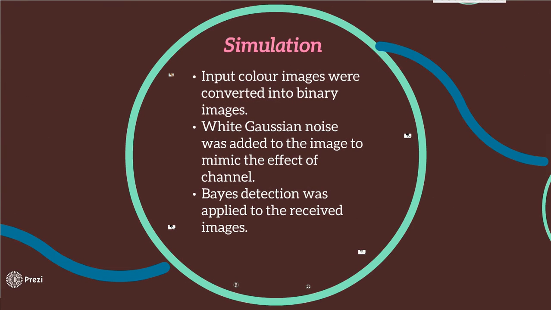We are now going to present an example application of how Bayes is used in detection. We have used images to represent the detection algorithm for easy visualization. The input images were converted into binary images by applying a threshold. White Gaussian noise was added to mimic the effective channel. Bayes detection was applied to the received images.